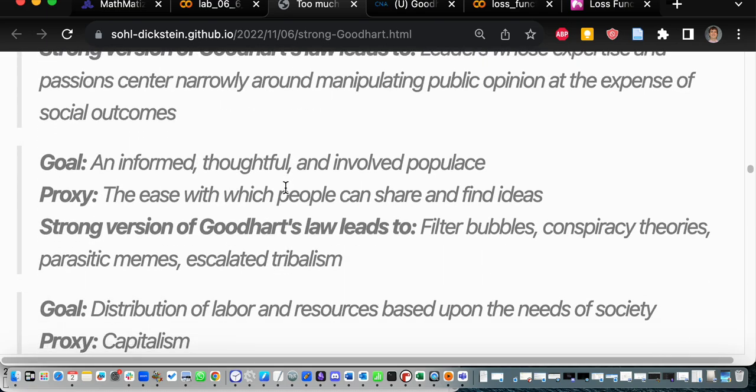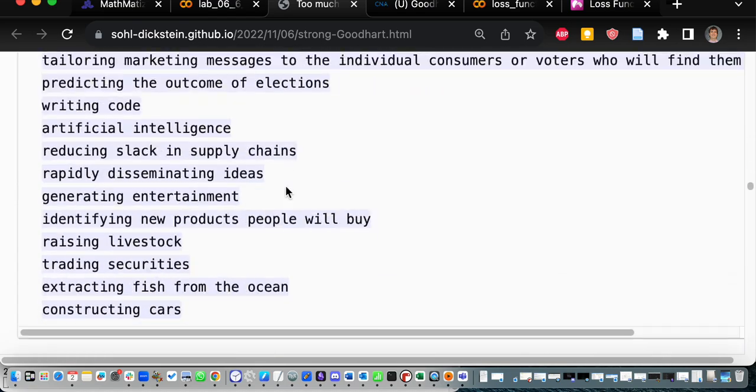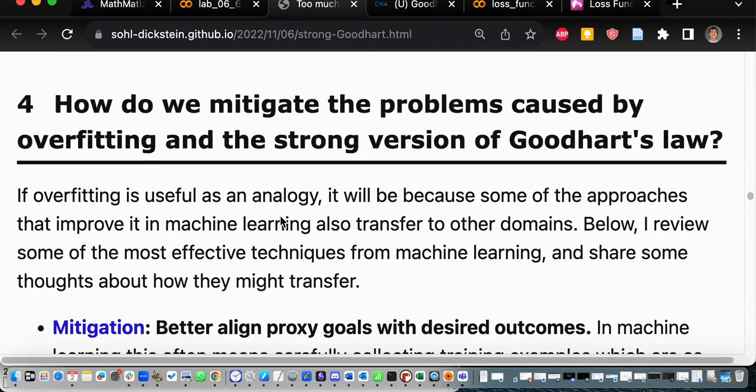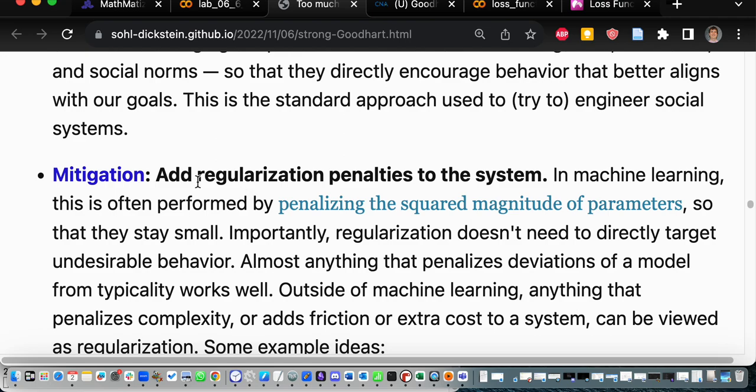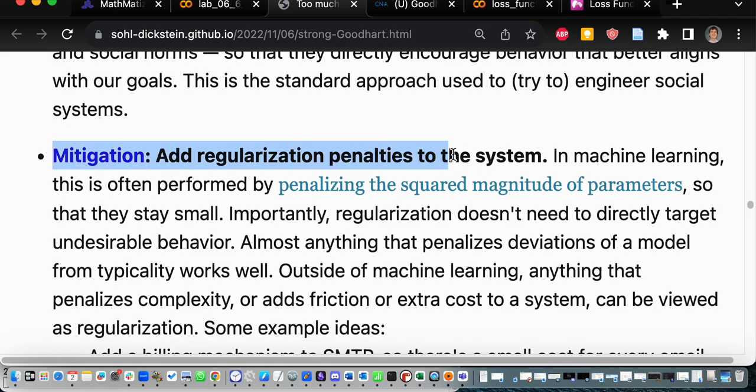And why am I bringing this up now? It's a great blog post, you should read it. That's one reason. But the other reason is, how do you stop this from happening? There are a bunch of different reasons, but here is the one I want to talk about: you add regularization penalties to the system. Just like we added in ridge regression, we added this penalty term that says, don't make the betas too big, keep the betas small.